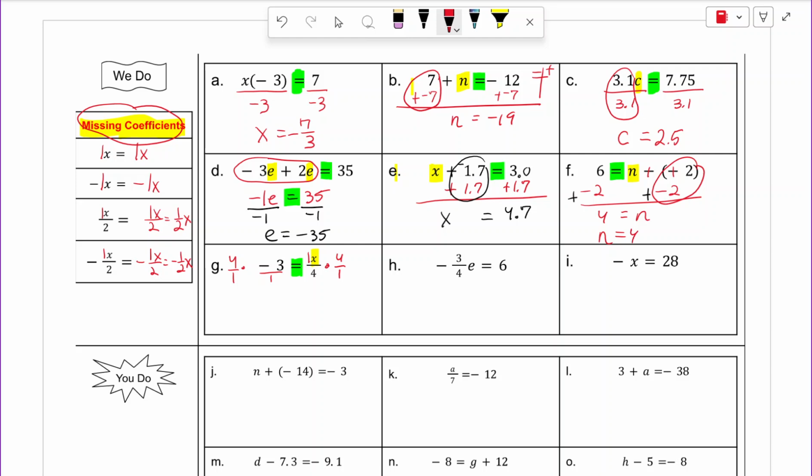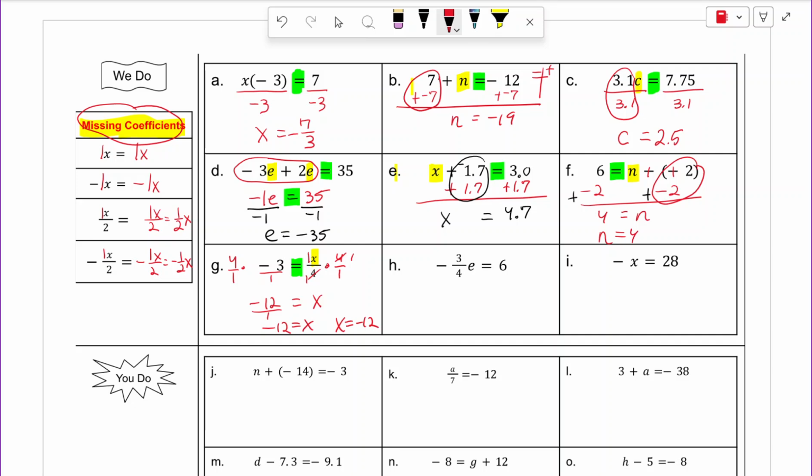And what happens on the right side? Well, we can cross reduce. All of that stuff is going to give you just the x by itself. And 4 times -3 is -12 over 1. And of course, that is just -12. So we turn our answer around, x equals -12.